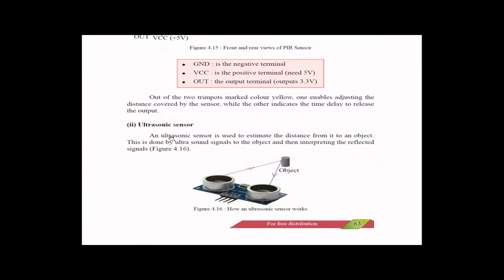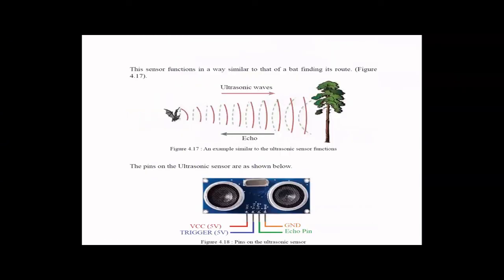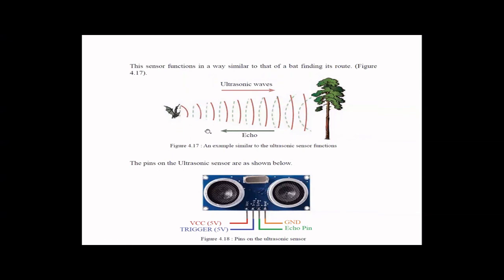Then comes the ultrasonic sensor, right? This is used to estimate the distance from that particular sensor to an object. It's done using ultrasound signals. First, it sends the ultrasound signals to the object, and then interprets the reflected signals, similar to how bats communicate, right? Bats are also doing a similar thing. They send ultrasonic waves and then find their route, whether there are any obstacles or not, based on the echo. The same approach is used in this sensor as well.